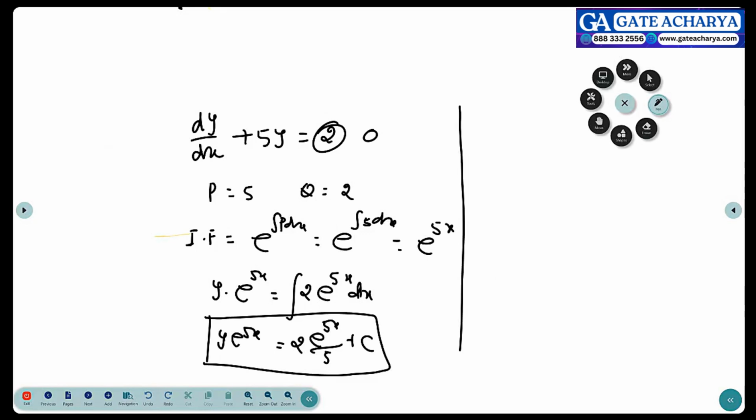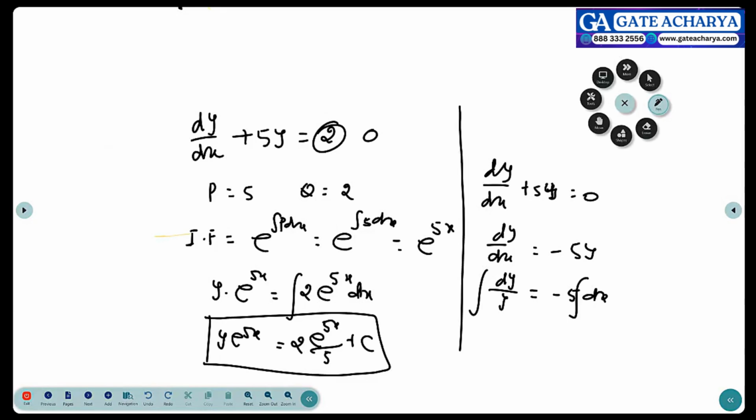Otherwise, if it is 0, we apply variable separable. Variable separable means we separate the y variable and the x variable on their own sides. Suppose the right hand side is 0, then we get dy by dx plus 5y is equal to 0. Apply variable separable. So dy by dx equals minus 5y. Then separate: dy divided by y is minus 5 dx. So integrate directly.